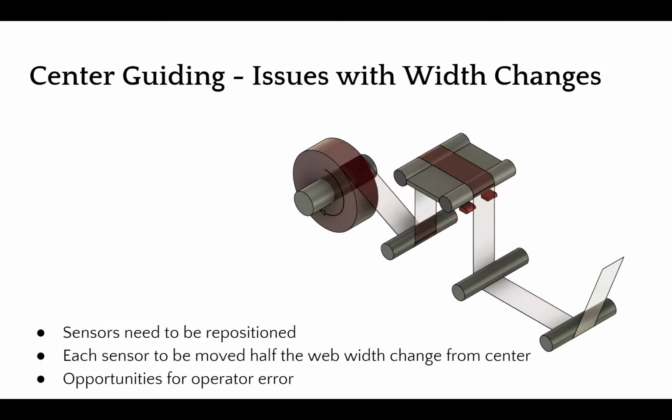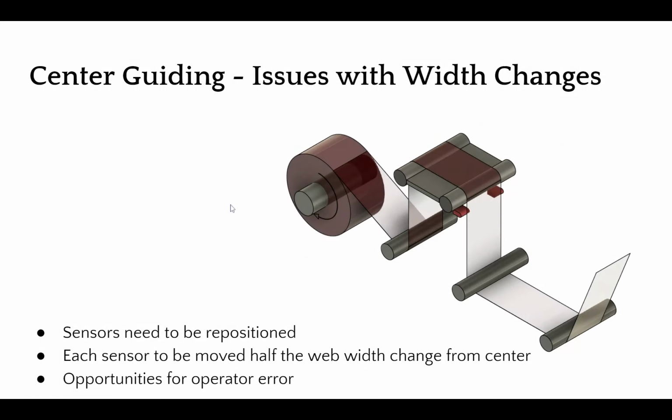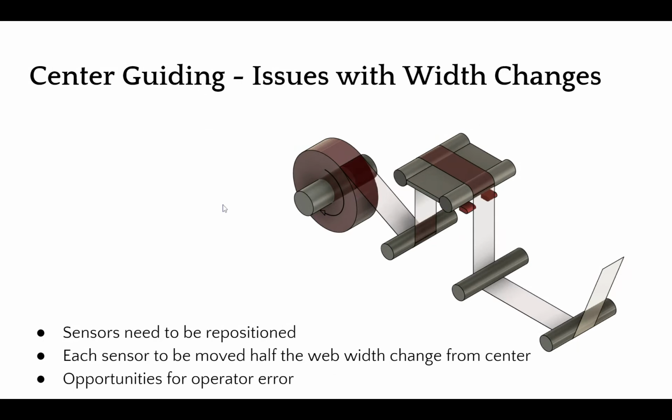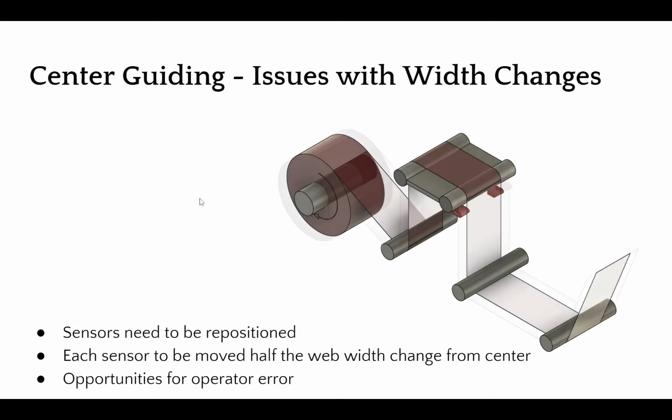Again, when we have center guiding, we still have the same problem with web width changes, and this requires the sensors to be positioned on either edge. And here it's a little bit more complicated in the sense that when you move, both these sensors have to be moved equidistant from the centerline position of the machine. So again, it creates opportunities for operator error during changeover and things like that.